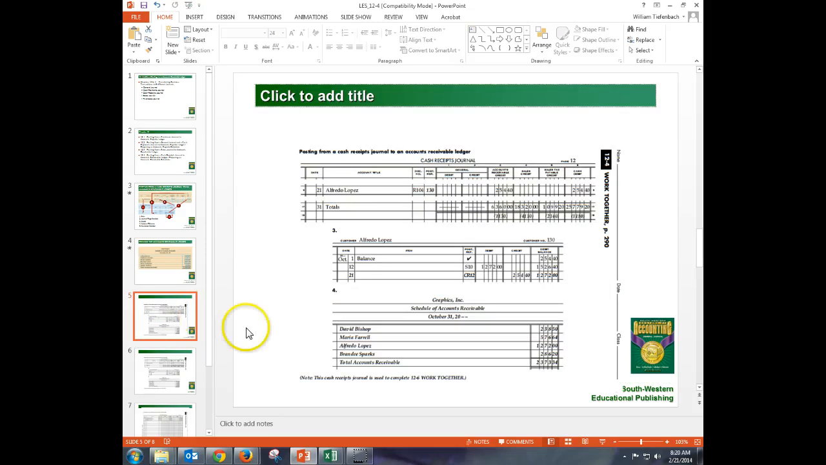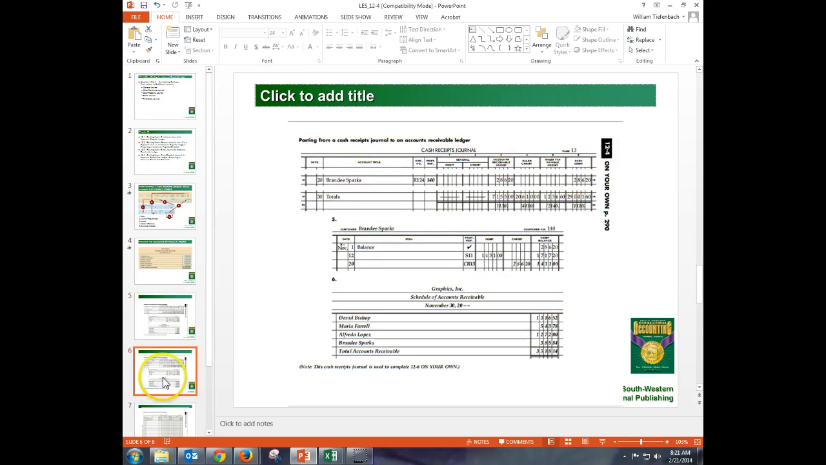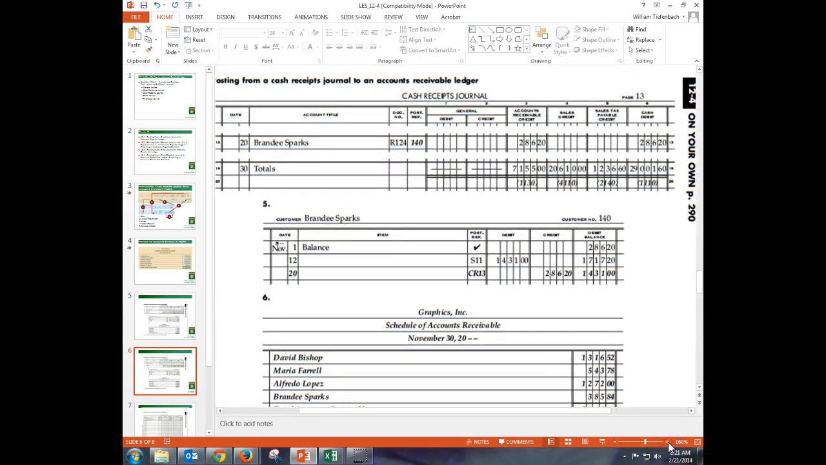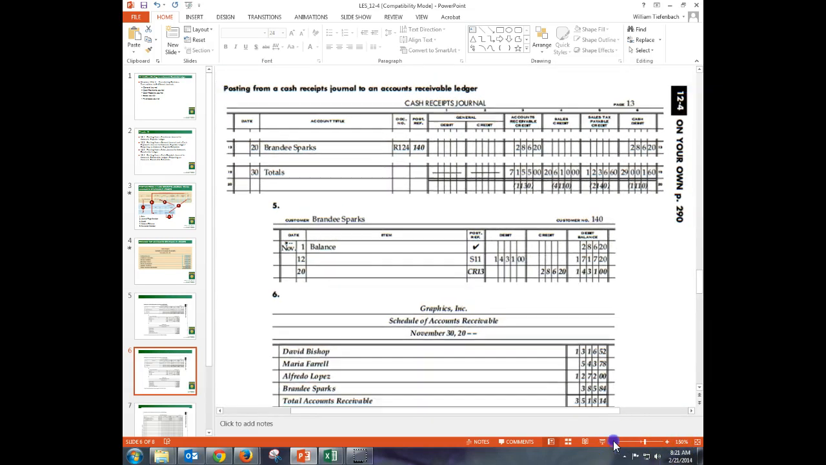Here are the files for the work together. I've listed the files that you need on this day's assignment page. You may want to push pause at this time so that you can go back and forth with the work together. Here's the on your own, which again you may want to push pause. You can always zoom in down here at the bottom. It's a little blurry. I had to copy and paste from the internet.